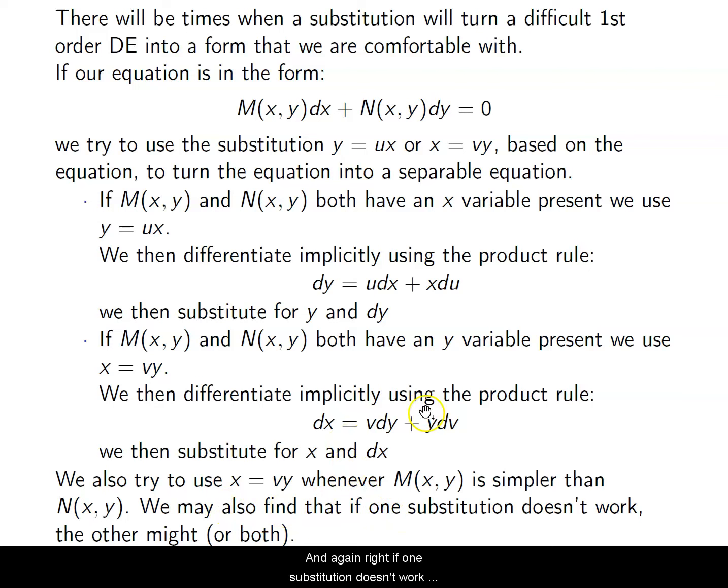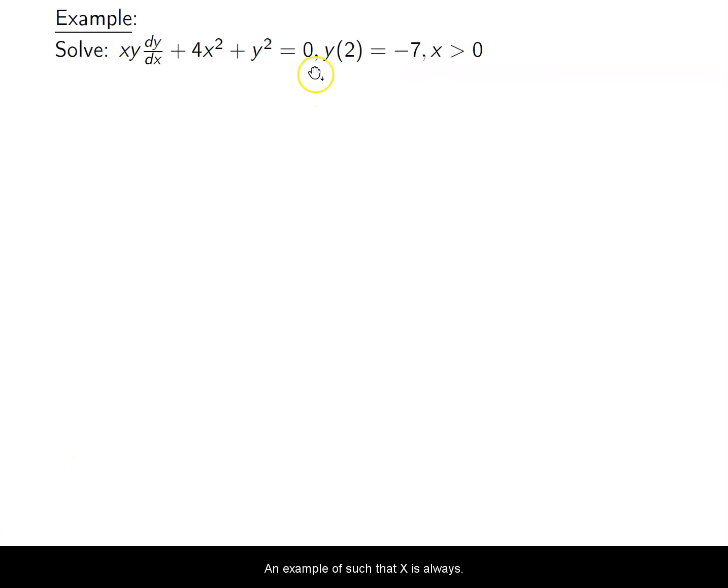And again, right, if one substitution doesn't work, then just try the other one. So again, maybe you make one substitution and you get stuck. Go back to the beginning and use the other form, right? So if y equals u times x doesn't work, go back and substitute for x instead. Okay. So let's go ahead and do an example. So let's solve this DE with this initial condition such that x is always strictly positive. Okay. So here we have xy times dy/dx plus 4x squared plus y squared equals 0.